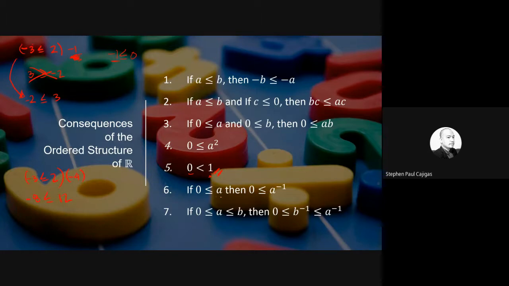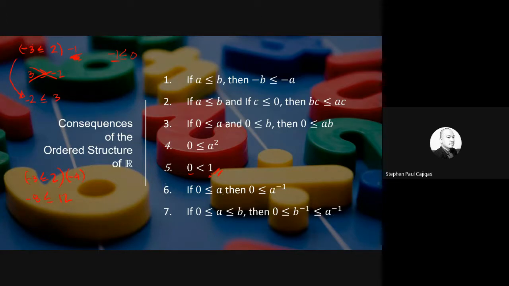Number 6, if A is positive, then the inverse of A, this is with respect to multiplication, meaning the reciprocal of A, is also positive. So if A is positive, then the reciprocal of A is also positive. And then we have this relation. If both A and B are positive, wherein A is less than B, then we will find that their reciprocals are also positive, but the reciprocal of B is less than or equal to the reciprocal of A.